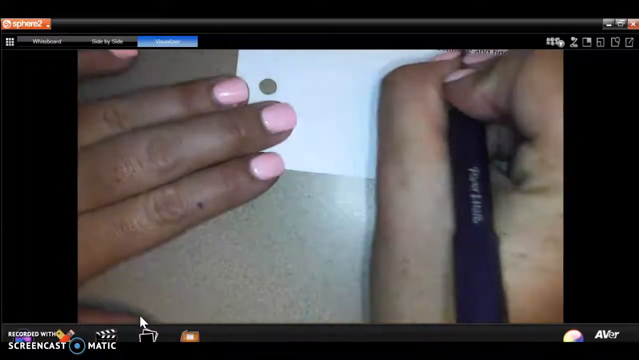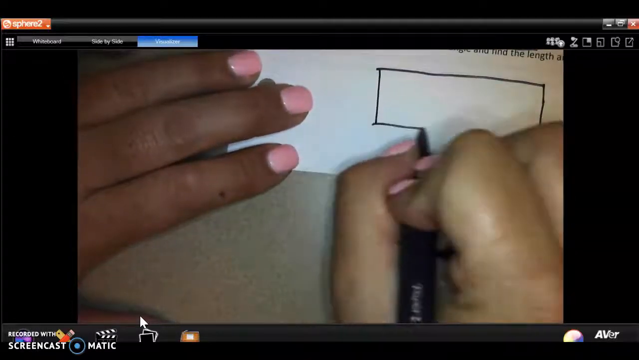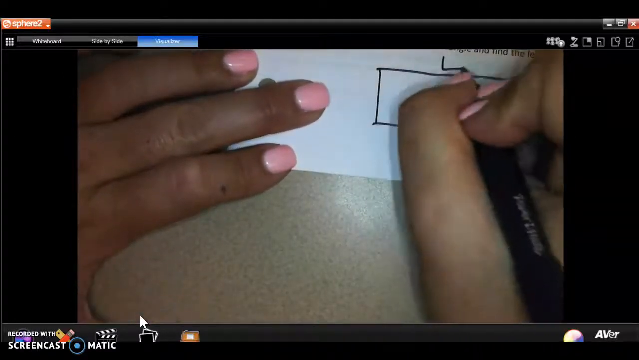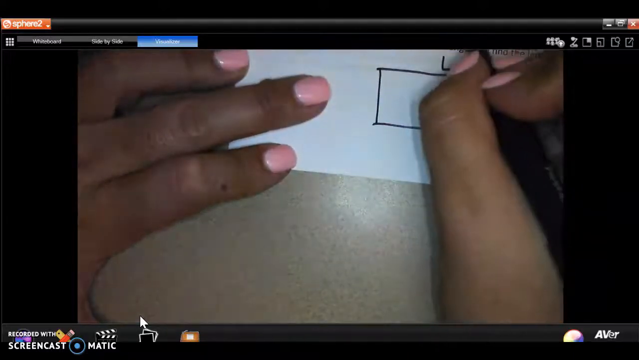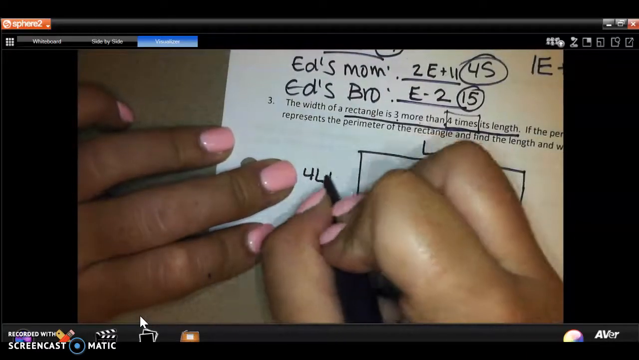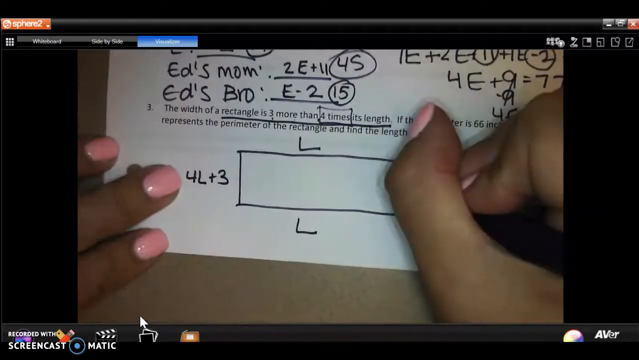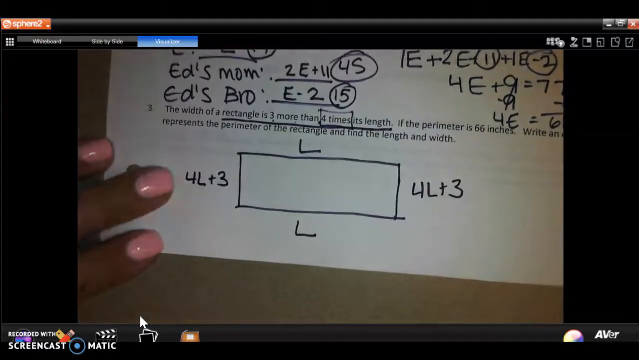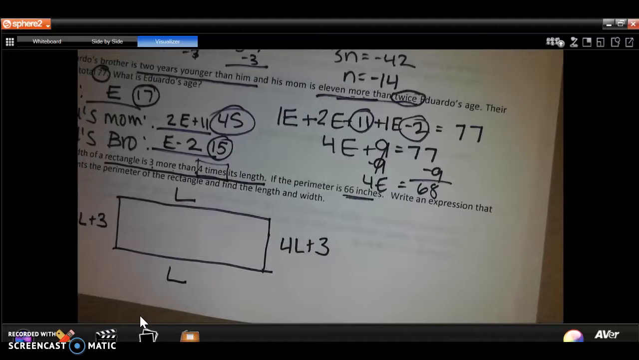All right, this next one: the width of a rectangle is 3 more than 4 times its length. So here's our rectangle. This is our length. The width is 3 more than 4 times its length. Well, 4 times its length would be 4L, and then 3 more than that would be 4L plus 3, which means this side is also going to be 4L plus 3. Altogether, the perimeter is 66 inches. Write an expression that represents the perimeter of the rectangle and find the length and width.